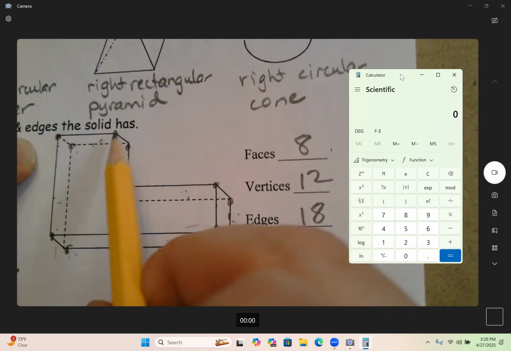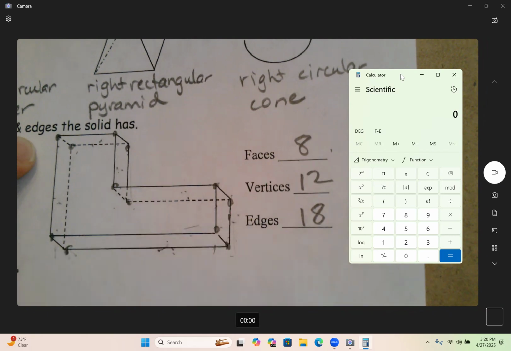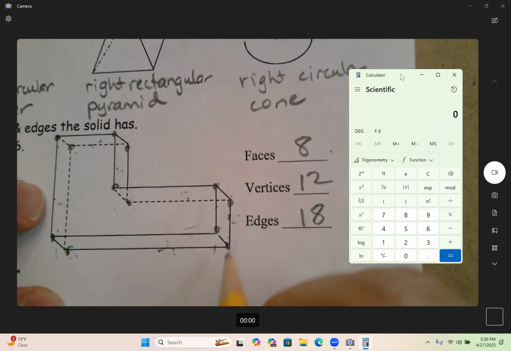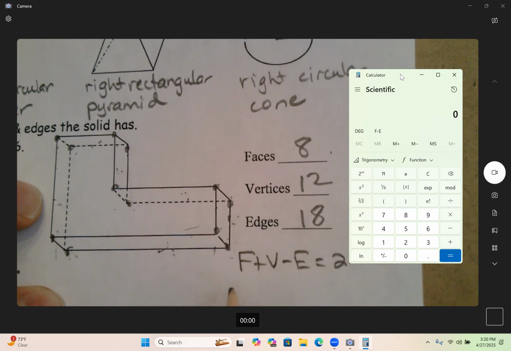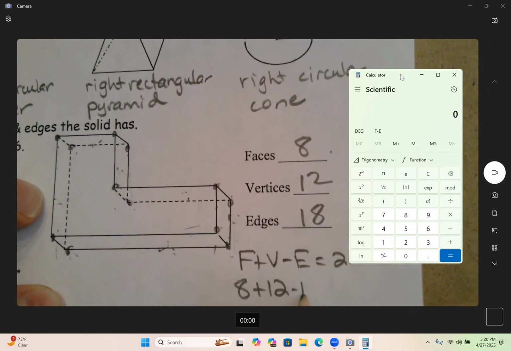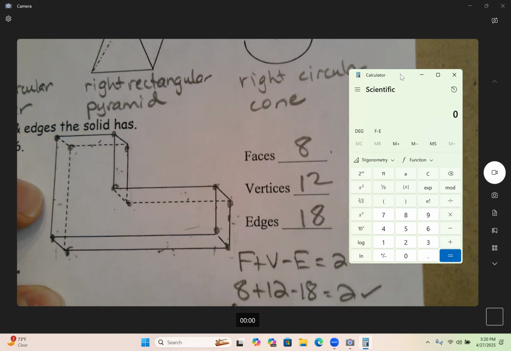12, 13, 14, 15, 16, 17, 18. So let's check. Faces plus vertices minus edges, does that equal 2? 8 faces plus 12 vertices minus 18 edges. Yep, 8 plus 12 is 20. 20 minus 18 is 2.